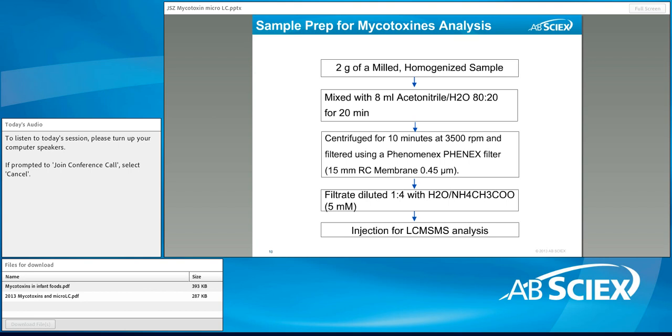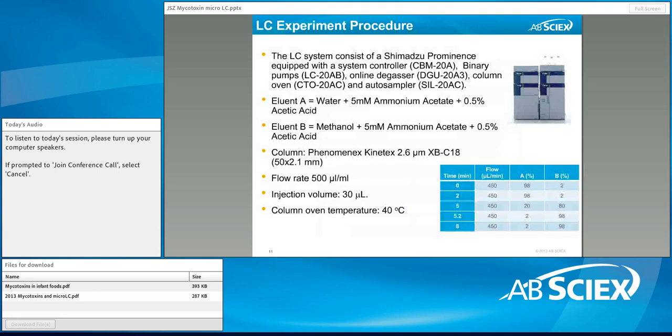First of all, sample preparation. We use a very generic and simple sample preparation method. We take 2 grams of sample and mix that with 8 milliliters of acetonitrile-water 80:20 for about 20 minutes. Then we centrifuge it for 10 minutes and use filtering afterwards. And after we filter the sample, we just dilute it 1:4, and then the solvent is ready for injection.